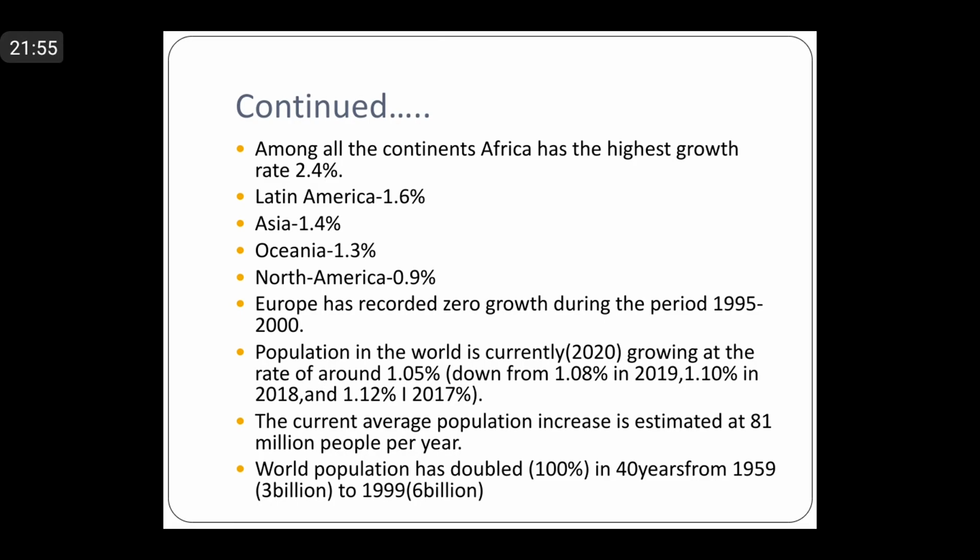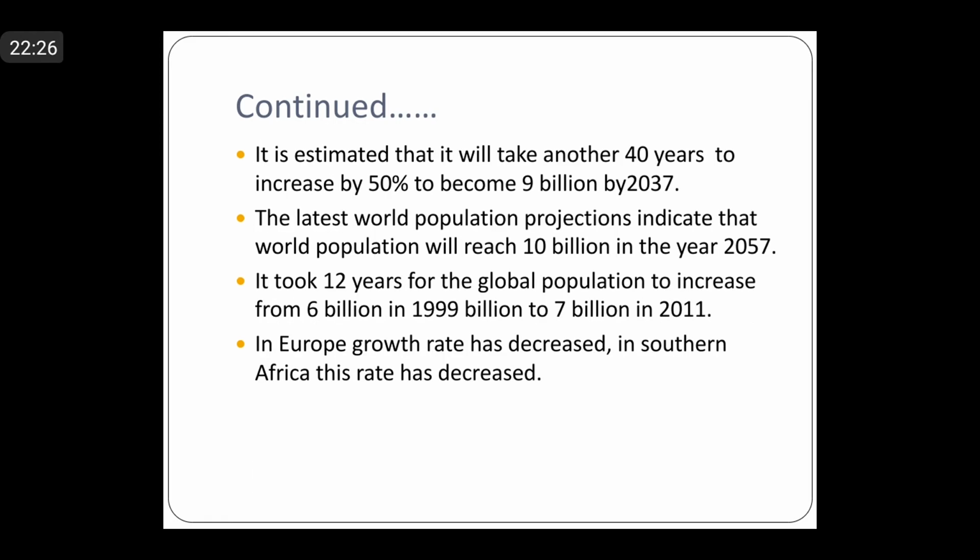Okay, the world population has doubled, 100%, in 40 years from 1959 to 1999, from 3 billion to 6 billion. In the span of 1959 to 1999, in 40 years, the population has increased by 100%. These are the facts which you will remember.